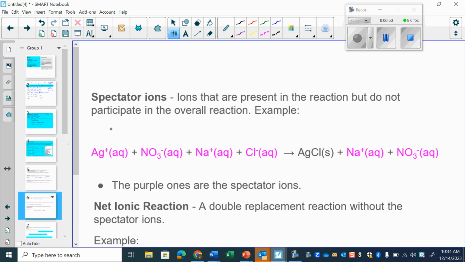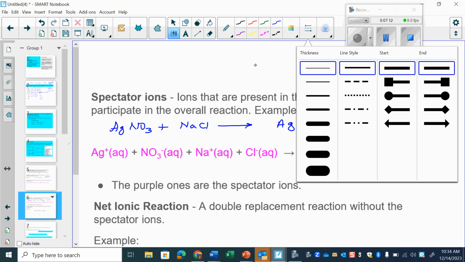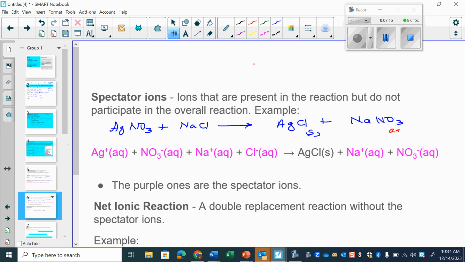So if I have AgNO3, silver nitrate, and I have sodium chloride, and it will produce silver chloride, which is solid. That means it is not soluble in water, and sodium nitrate. So I have to look into the solubility chart. You will be given a solubility chart on the test. Aqueous means I will split it into ions. When you have a solution, that means it is already split into ions.